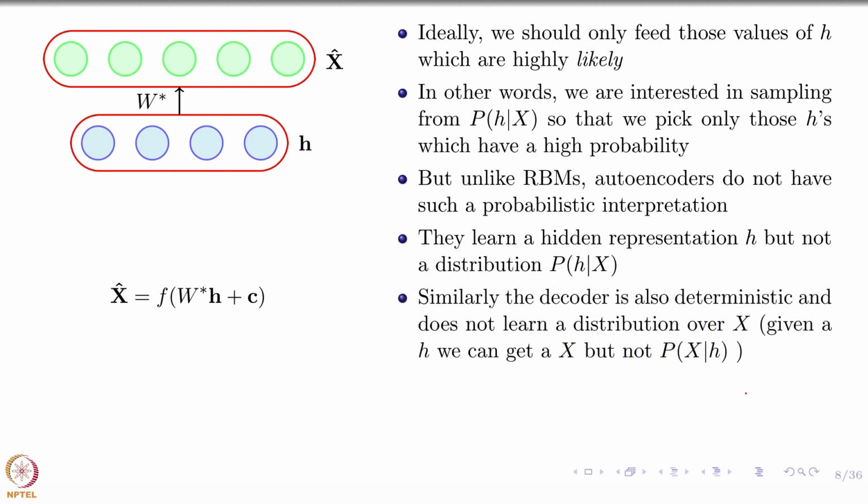Similarly, the decoder in the case of an autoencoder is also deterministic. If I give it a hidden representation, it's going to give me one x tilde back, right? It's not going to tell me that for this hidden representation, these are all the possible x's that I can generate. Now tie this back to the hidden representation story that we had, right?